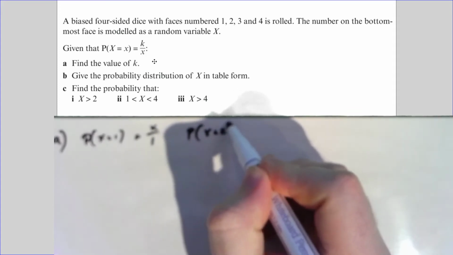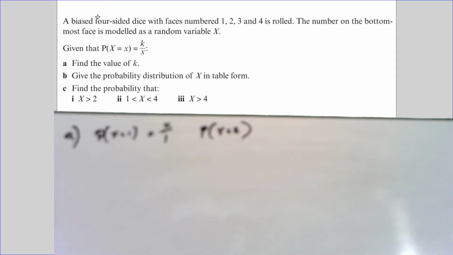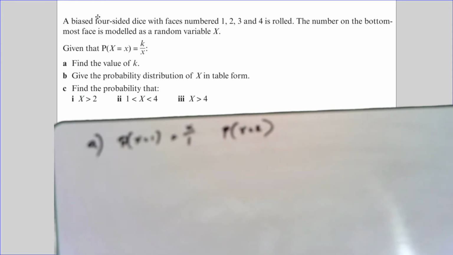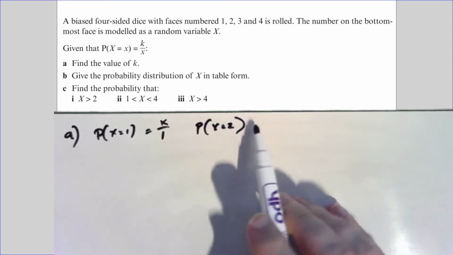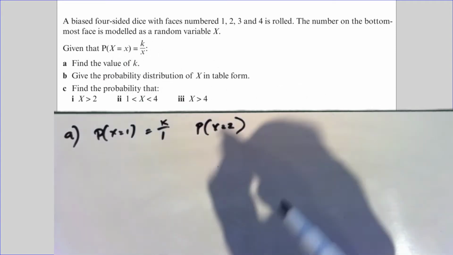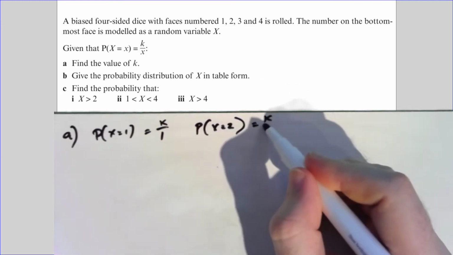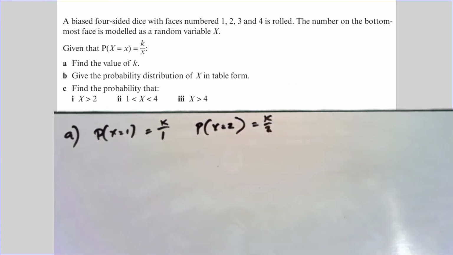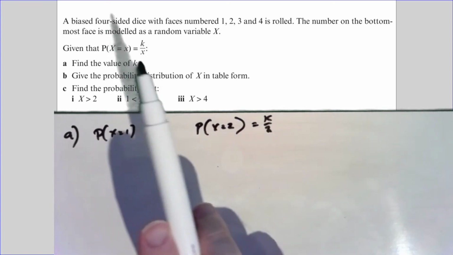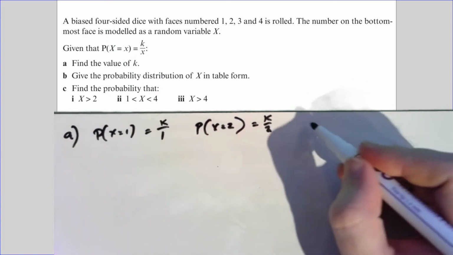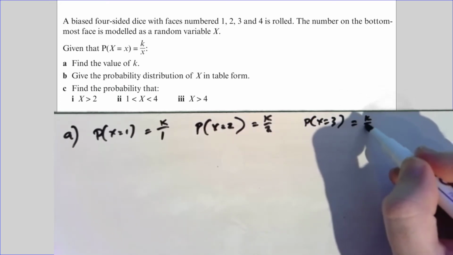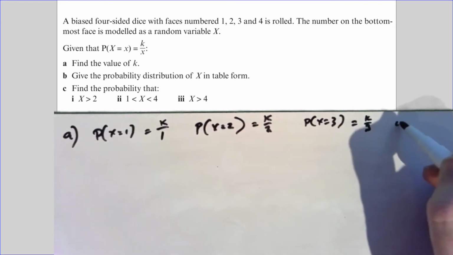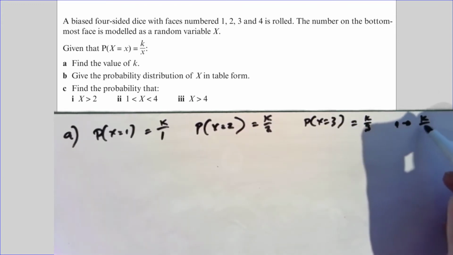Probability x equals 2. Apologies. So if we're after x is 2, we're going to put 2 in here, so we get probability x is 2 is k over 2. By putting the 2 in for little x in both parts of the formula, you'll notice for probability x is 3, we have k over 3, and for the 4 one, we have k over 4.